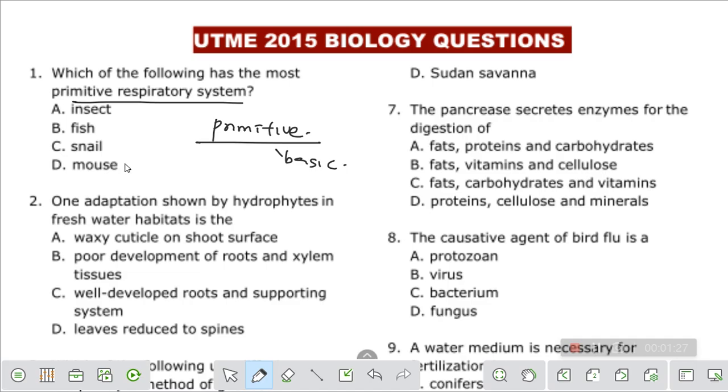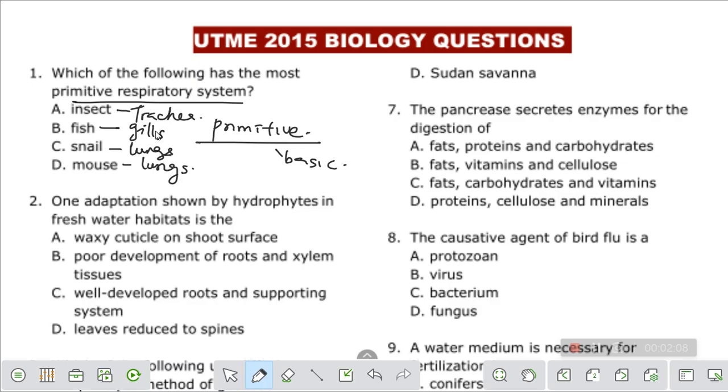So which one do you think will be the answer? Of course, you know that fish use gills. Mouse uses lungs, right? Snails should be using lungs, if I'm right. Insects, I told you that insects use trachea, right? I think you guys are getting what I'm saying. These are the ways you know the answer of the question you want to do.